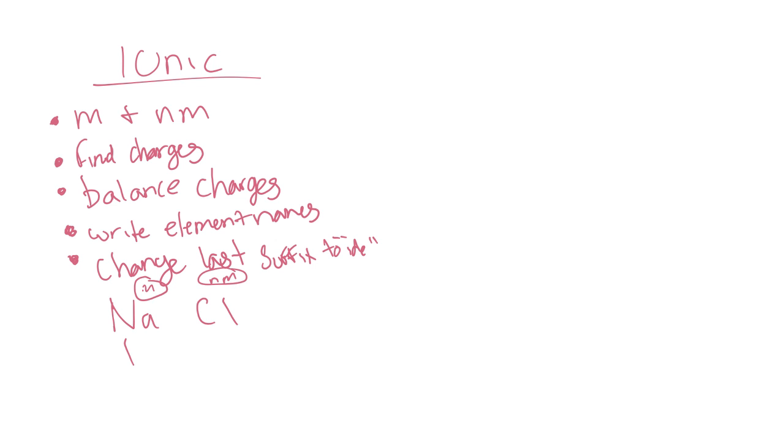Find our charges. That's group 1. That's group 17. They're balanced. There's a +1 and a -1, right? So if we were writing the formula, it would just be NaCl. If we were writing the name, it would be sodium chloride. There we go.